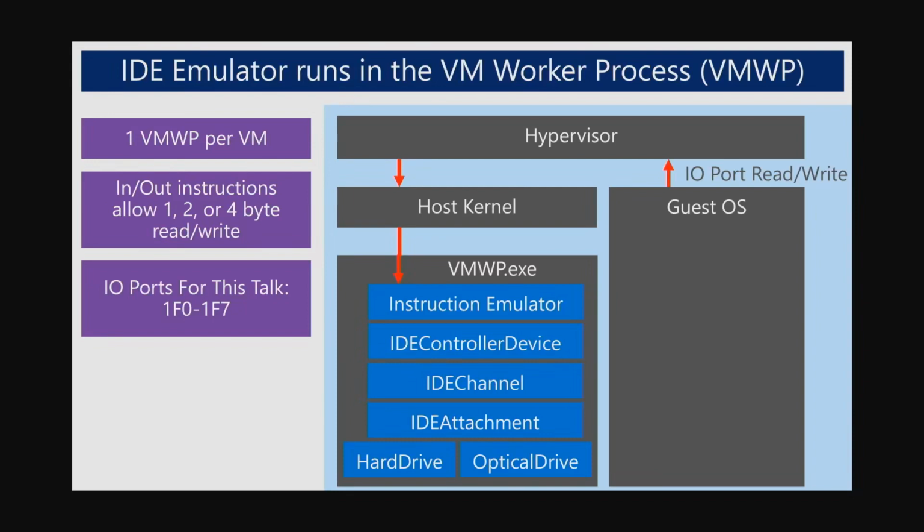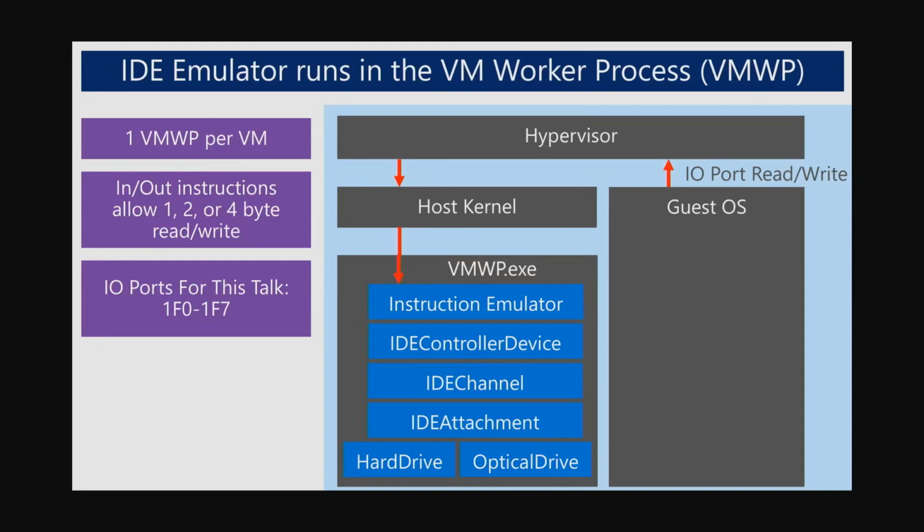Now there's one VM worker process for every virtual machine running on the system. And that actually provides one really nice property for us, which is that if you find a bug in code in the worker process that just allows you to crash the worker process, that vulnerability only allows you to create a denial of service for your own virtual machine. It doesn't actually impact anything else running on the system.